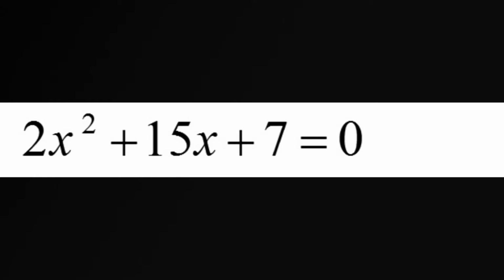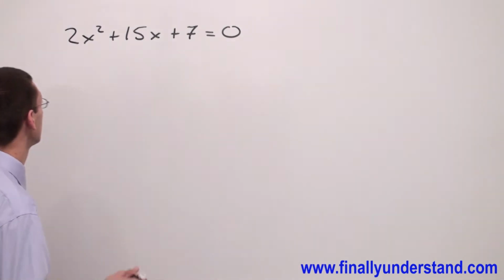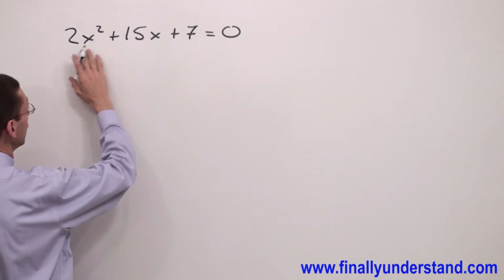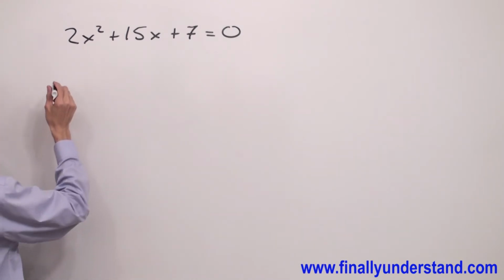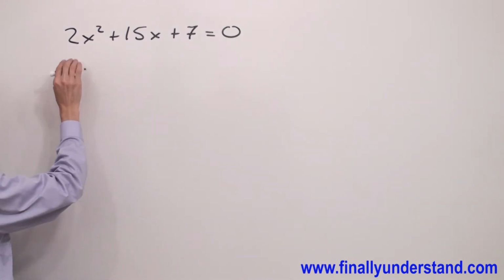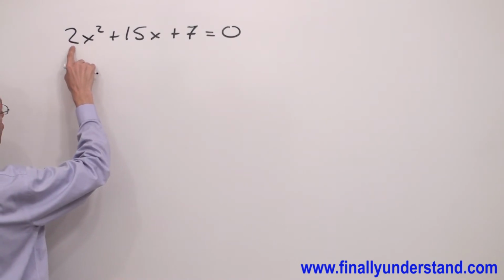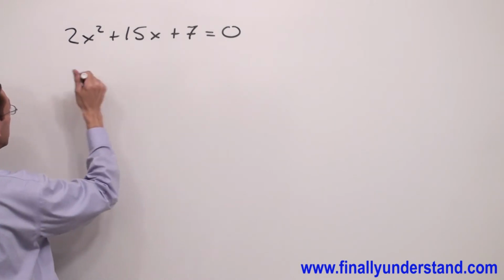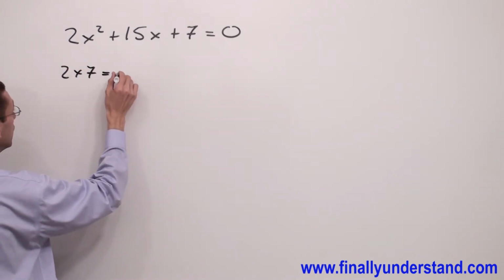Let's take a look at this example. Again, we're supposed to solve the quadratic equation using the method of factoring. So let's check how we can factor this polynomial. We're supposed to multiply the very first coefficient by the constant, and I have 2 times 7 equals 14.